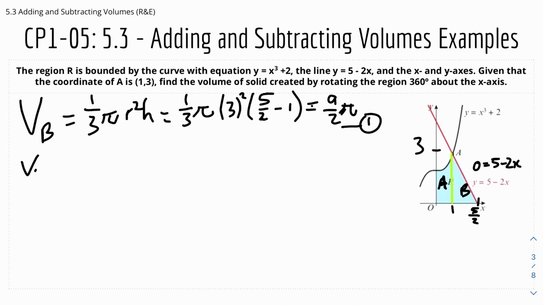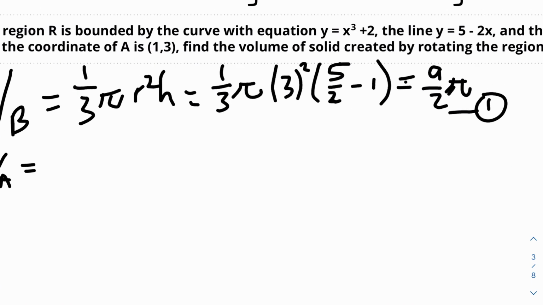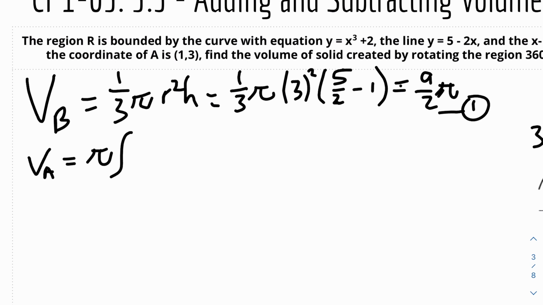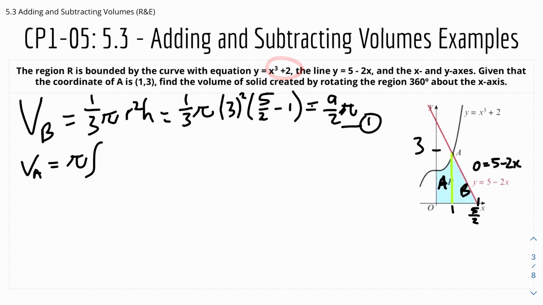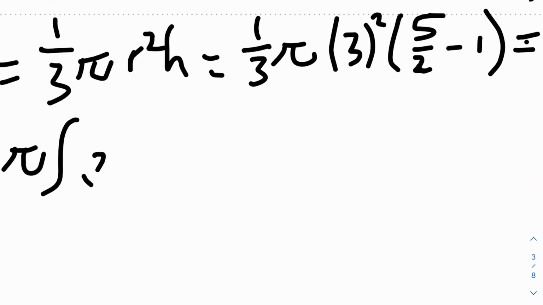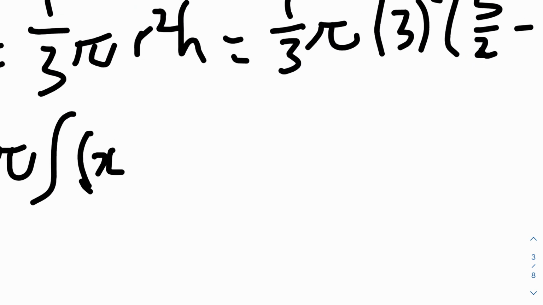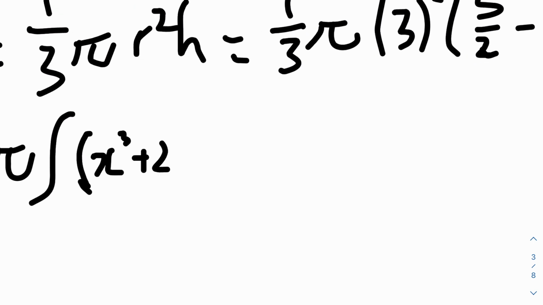So the volume of A will be equal to pi times the integral of y squared. We know y is x cubed plus 2, which is basically this line right here. To find the volume under it, we need to square the function and multiply it by pi, as well as adding the bounds, or the limits. So we have y squared, which is x cubed plus 2 squared dx, from x equals 0 to x equals 1.